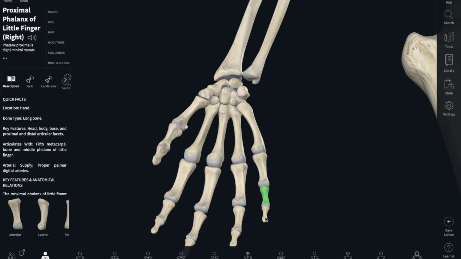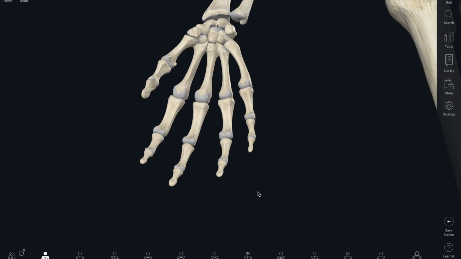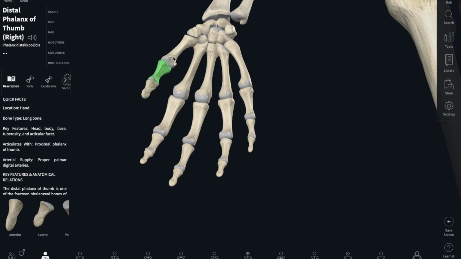The carpals are arranged in two rows, forming a curved bony arch that creates space for the carpal tunnel. These bones allow the wrist to flex, extend, abduct, and adduct. The metacarpals are numbered 1 through 5, starting at the thumb.